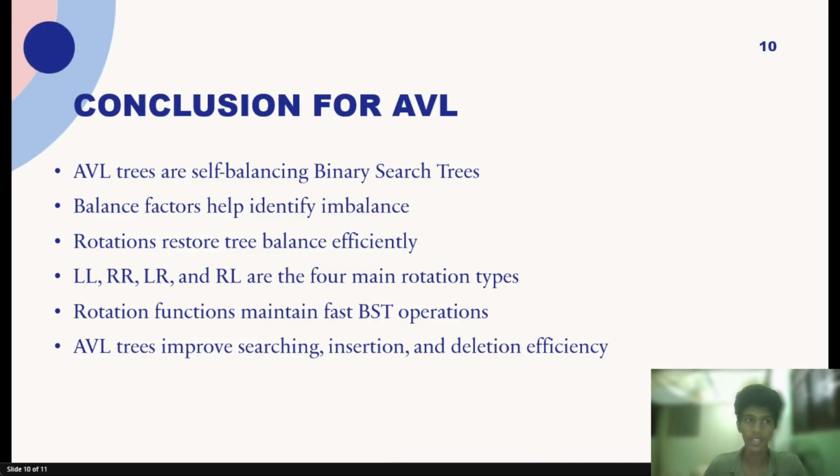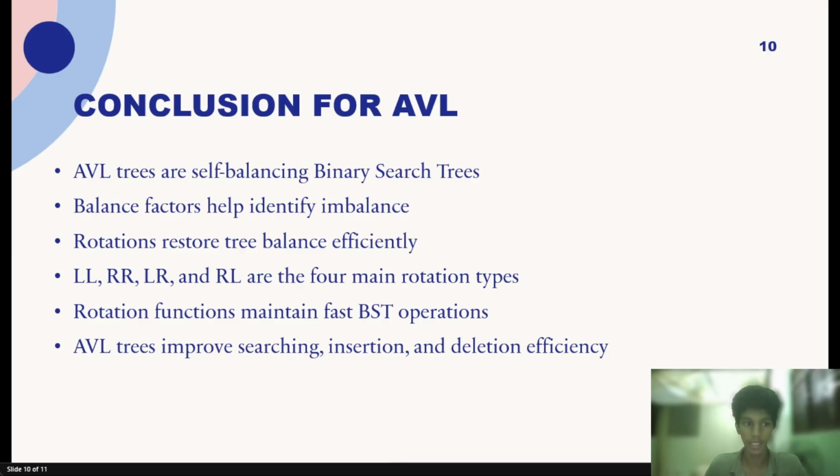And that brings us to the end of this video. Today we learned how AVL trees maintain balance using balance factors and rotations. We discussed the different node topologies, including straight leg, dog leg, and spider leg structures. We also learned about the four main rotation types: left-left, right-right, left-right, and right-left rotations.